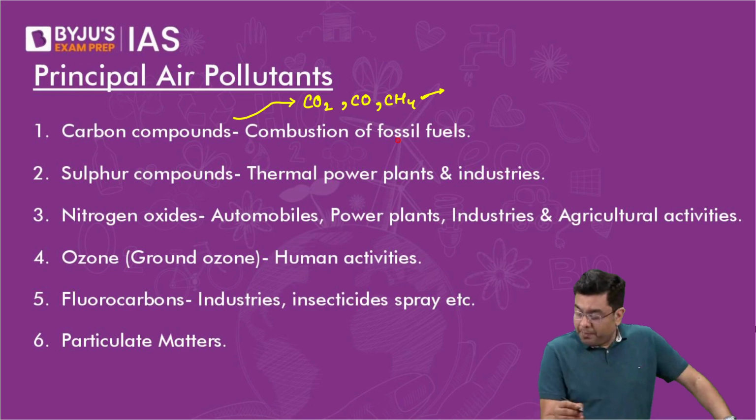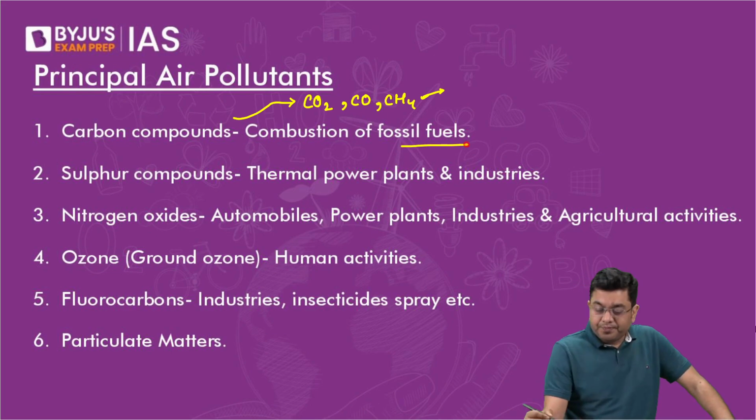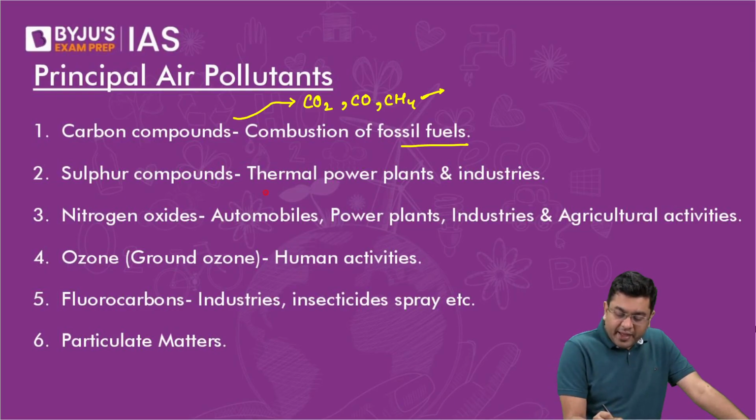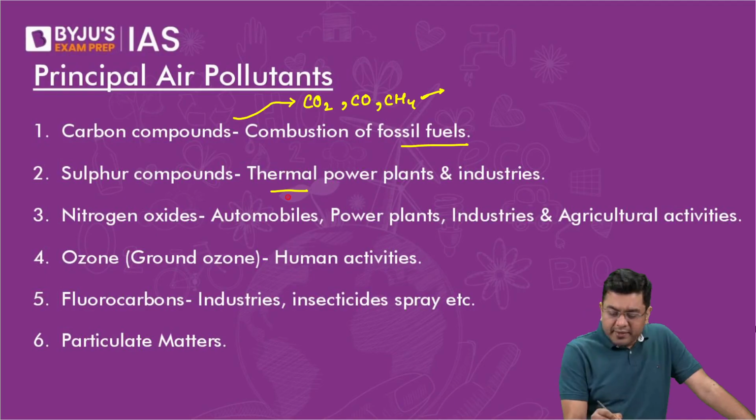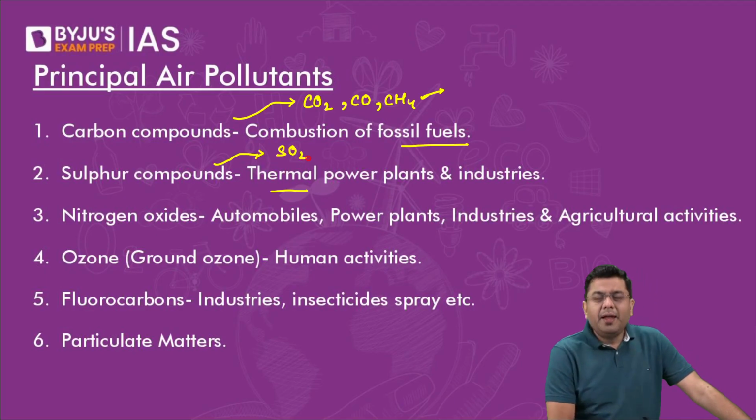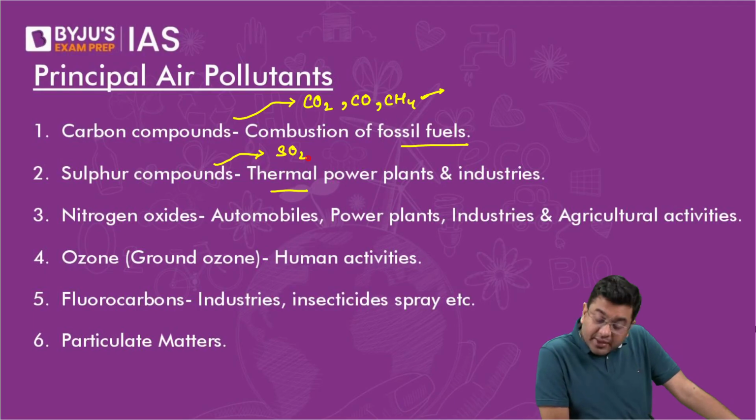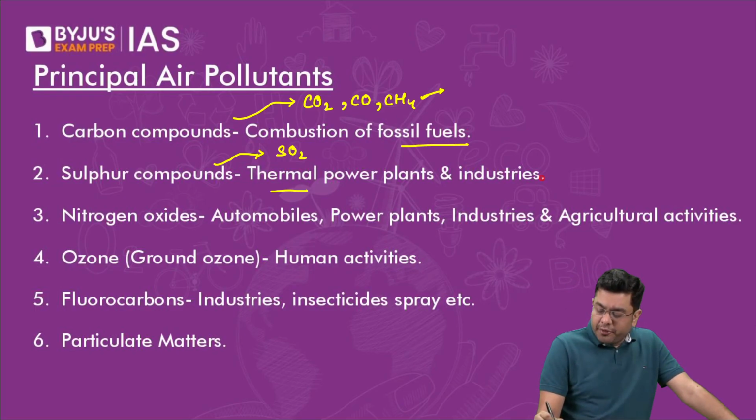Okay. So combustion of fossil fuels leads to emission of carbon compounds. Sulfur compounds are generally released in the form of sulfur dioxide. They are released from the industries, the thermal power plants when you burn coal, and also from burning of fossil fuels, right?